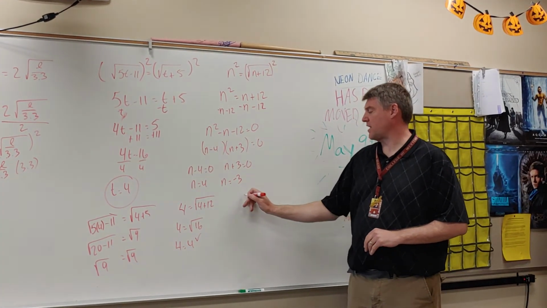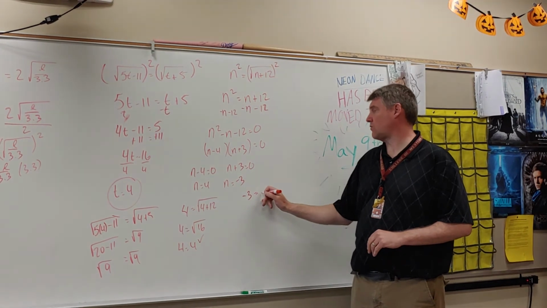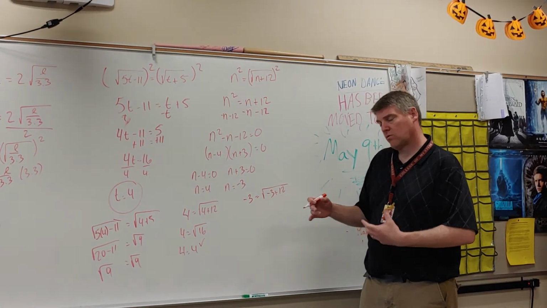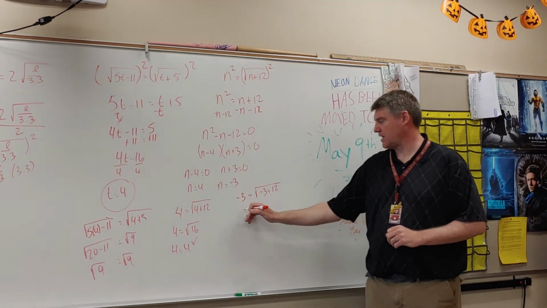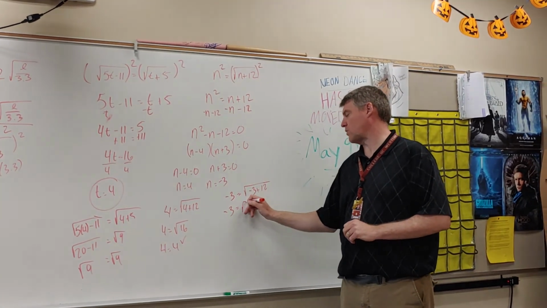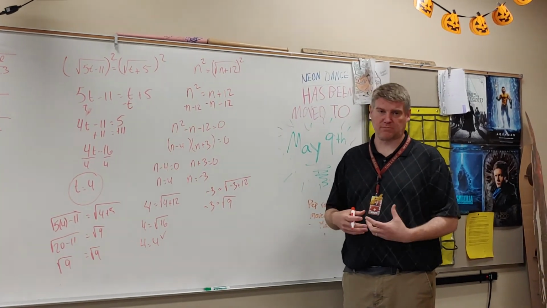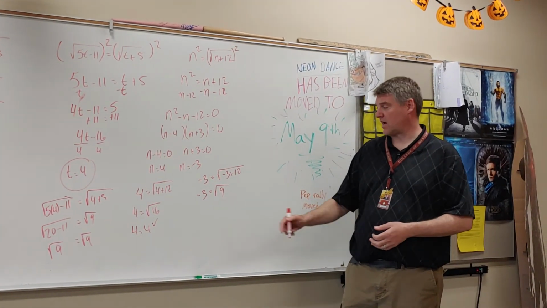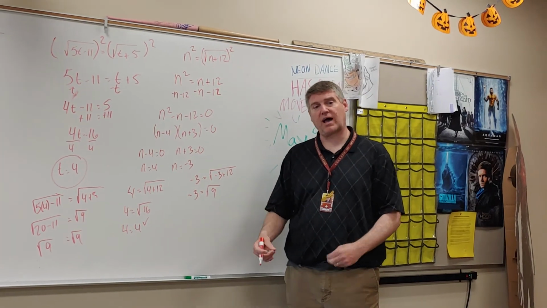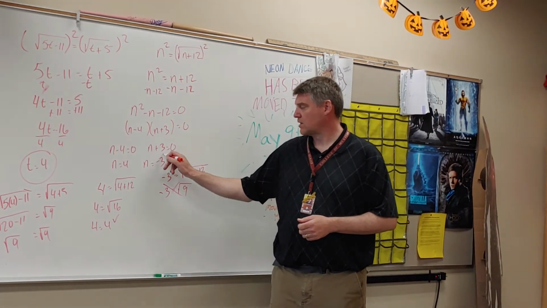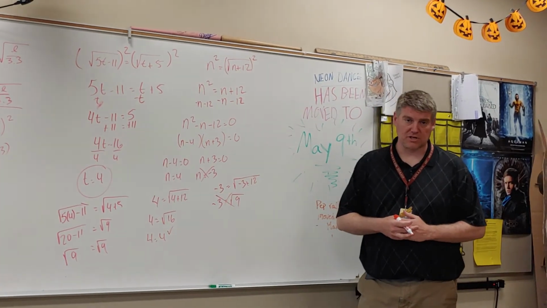So now I'm going to plug in negative 3. Negative 3 equals the square root of negative 3 plus 12. Well, the problem here is I end up with negative 3 equals the square root of 9. Remember that we were only talking about the principal side, or the positive side. So when I take the square root of 9, I'm supposed to get positive 3. This one does not work, so this is an extraneous solution.